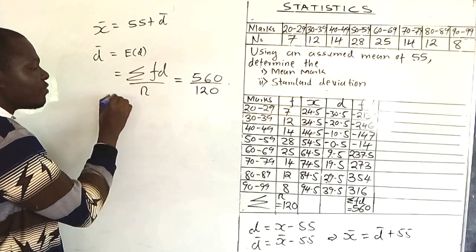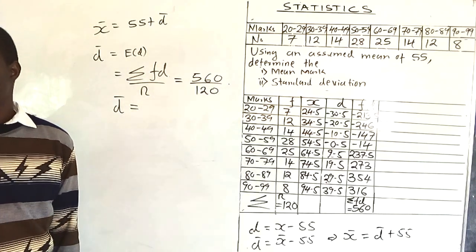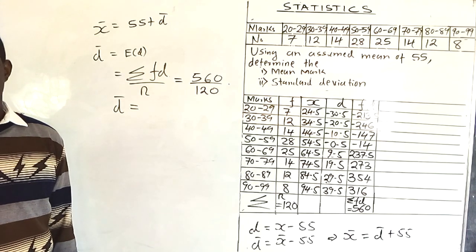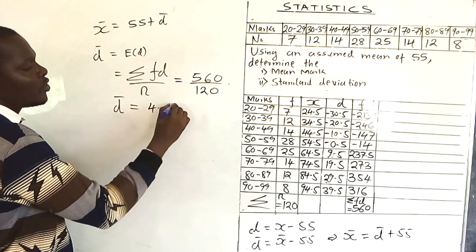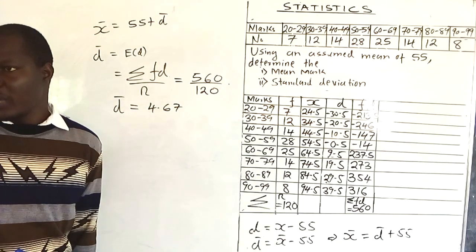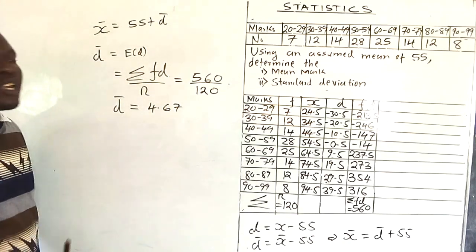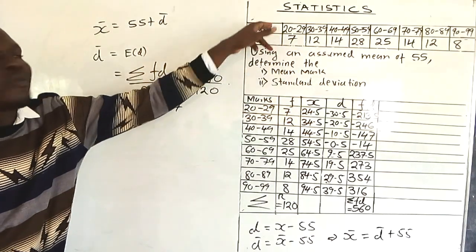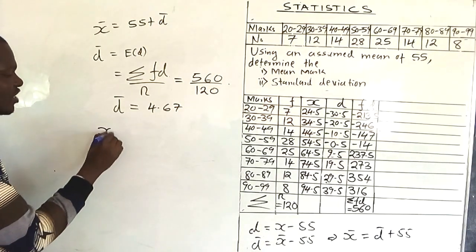So what is the mean of d? 560 divided by 120. 4.67. You get 4.67. Are we together? So after you found the mean of d, it is now helping us to get the mean of x, because the mean of x is the mean mark of the data values, isn't it? Are we together? So the mean of x is what?